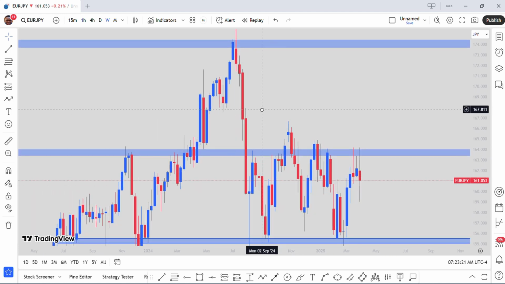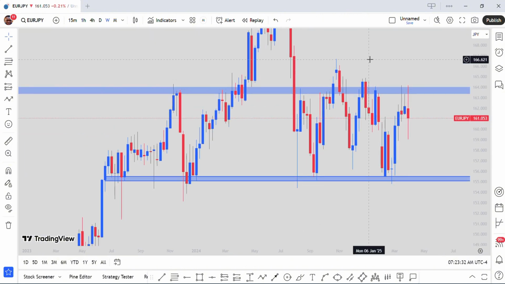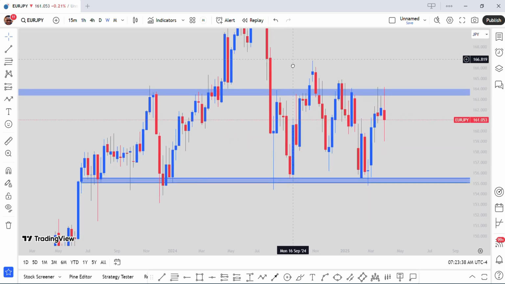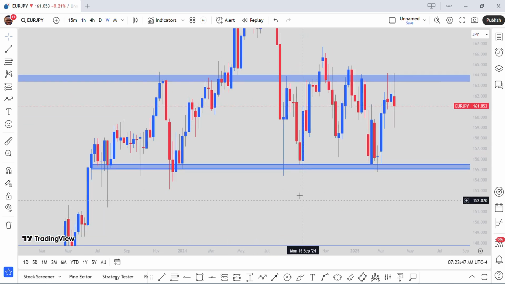After price created this equal low, price pushed to the upside. I was expecting price to push to create a higher high. If price wants to continue heading higher, it will need to put in a higher high. But instead, price puts in a lower high. As you can see, this high is lower than this previous high. This was clearly a head and shoulder pattern. So this was the left shoulder, this was the head, this was the right shoulder, and this was the neckline of this head and shoulder pattern.